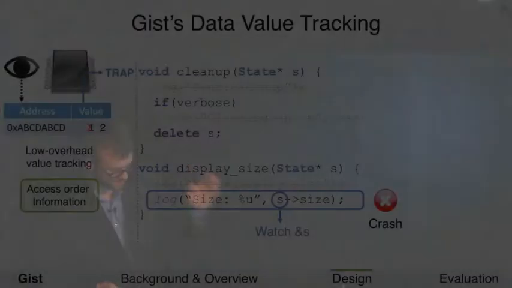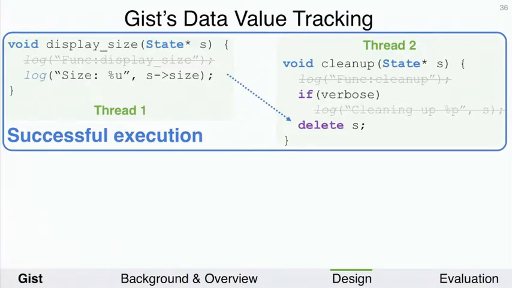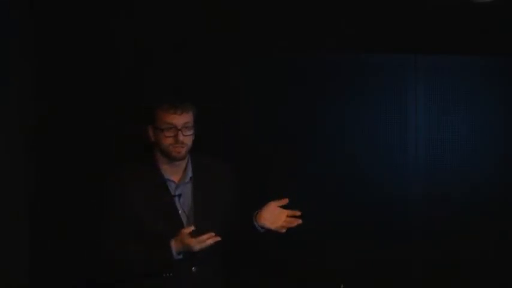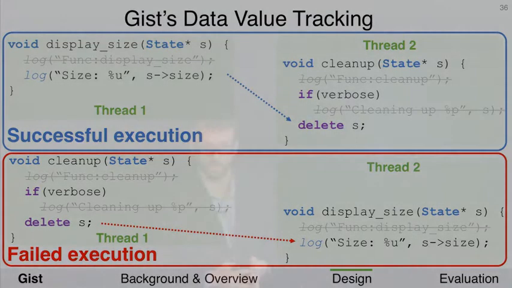So, coming back to our example, GIST will place a watchpoint at the address of the state object S, and it will monitor the values of S as well as the order of accesses to S. And it will determine that in successful executions, the ones that don't end up observing this failure, the statement that prints the size of the state object S executes before the delete statement, and these two statements execute in different threads. Now, I'd like to note that there's a notion of threads at this point, right? With static analysis, it was a flat program structure, so now we actually have a view of threads after doing this dynamic analysis. And if the cleanup code executes before the logging of the size field of S, we'll encounter the failure.